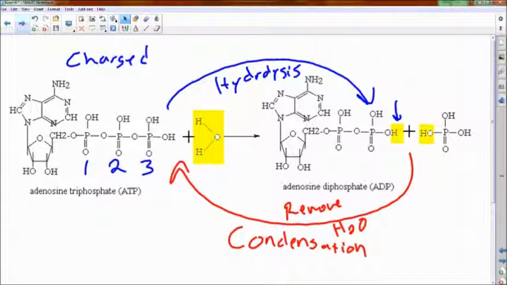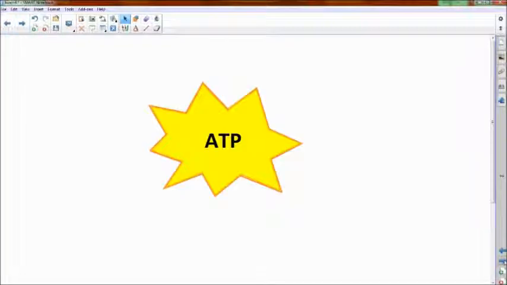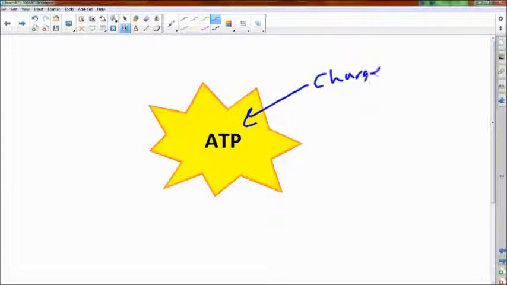Now, ATP is used in so many different systems that overall we've agreed in diagrams, we're going to use this little starburst symbol to show that this ATP is charged and it's ready to go. So if you see that in any of the diagrams that we look at, that's just where ATP is ready to give up its energy and be used.